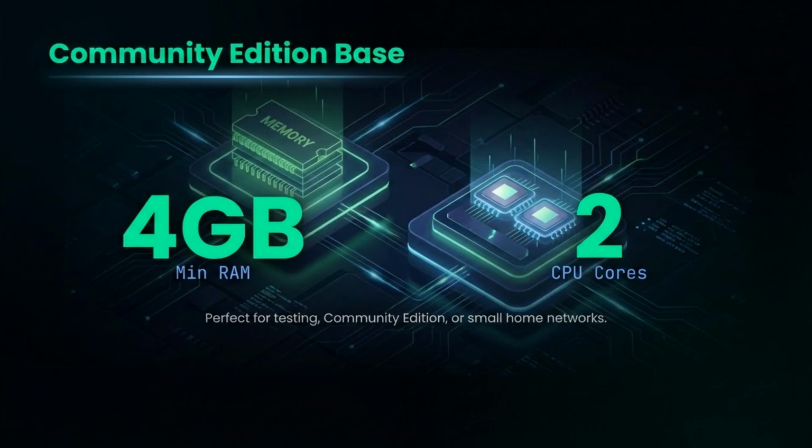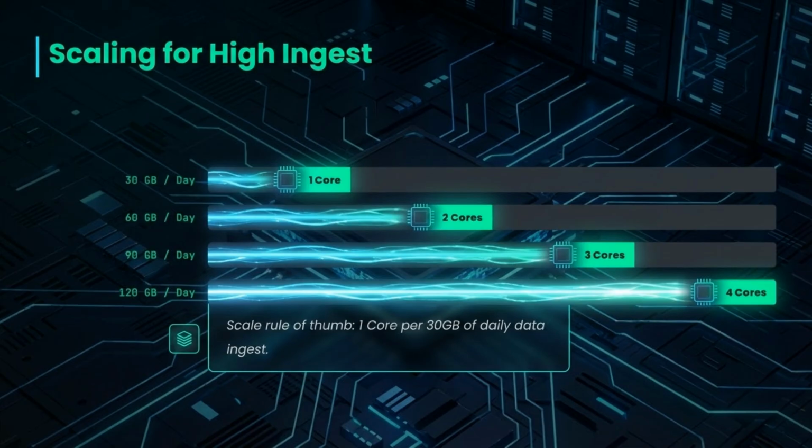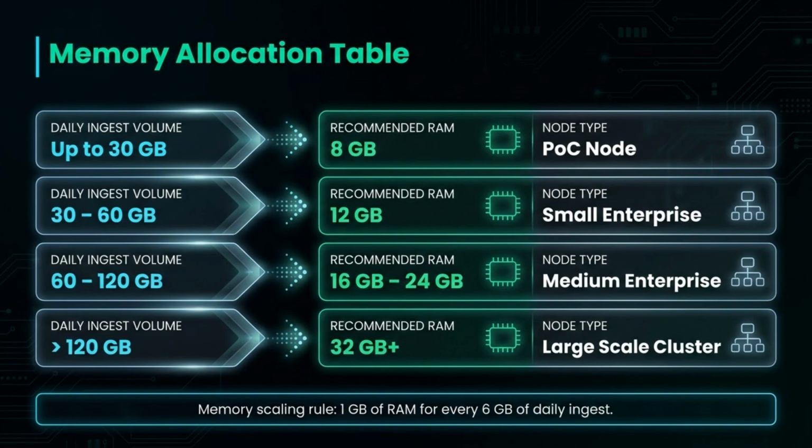The minimum requirements for the Community Edition base are 4 GB of RAM and 2 CPU cores. This is ideal for testing or small home networks. When scaling for high ingest volumes, a useful rule of thumb is 1 CPU core per 30 GB of daily data ingest. Consult the memory allocation table for recommended RAM based on your daily ingest volume.